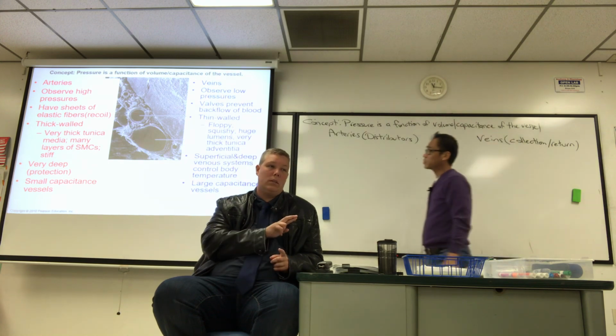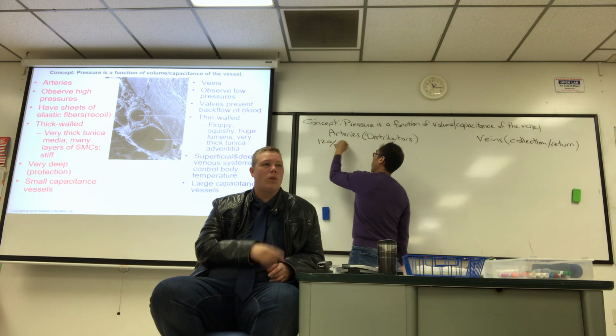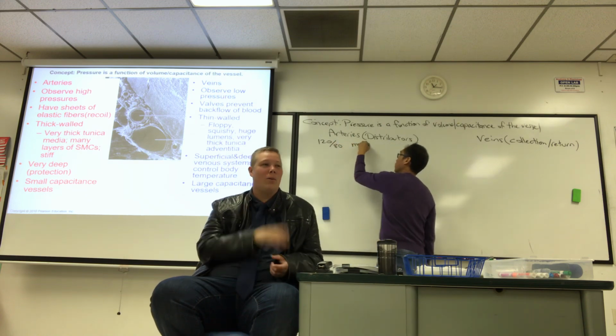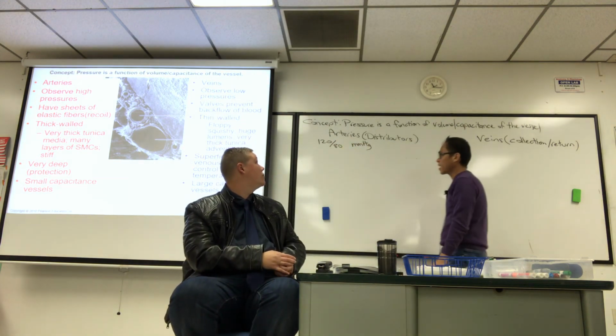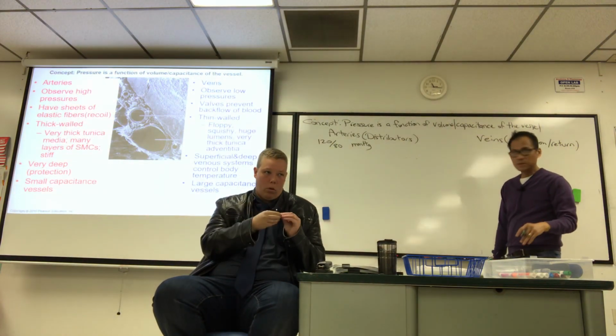Now for the arteries, we observe high pressures. Put a number to it, 120/80. We always know that it's in units of millimeters of mercury in the medical sciences. If you want to put that as one number, the average is 93.